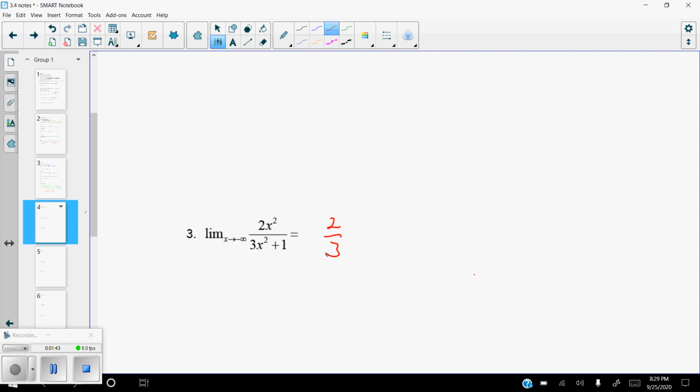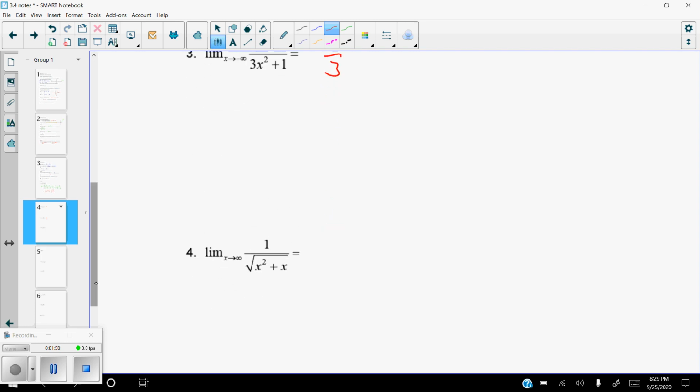So the only question you might ask yourself is, well, wait a minute, it says it's going to negative infinity. Well, yes, but if you plug large negative numbers into the numerator and denominator and square them both, it's going to be positive over a positive. So you're going to get 2/3 out of it.